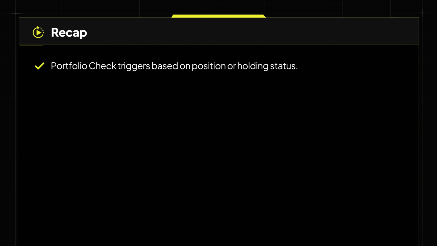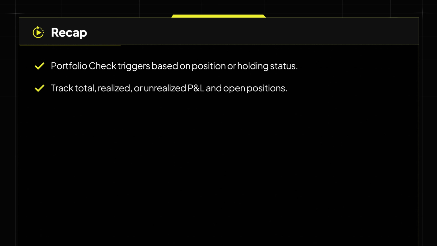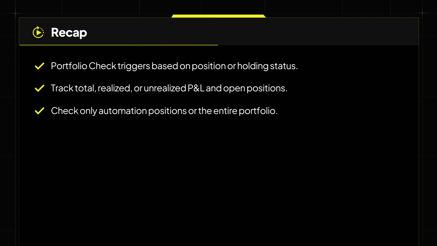Let's recap. Portfolio Check is a trigger that activates based on the status of a user's positions or holdings. It can be configured to evaluate metrics such as total, realized, or unrealized P&L, as well as the number of open positions. The check can be limited to positions created by the same automation or expanded to include the user's entire portfolio.